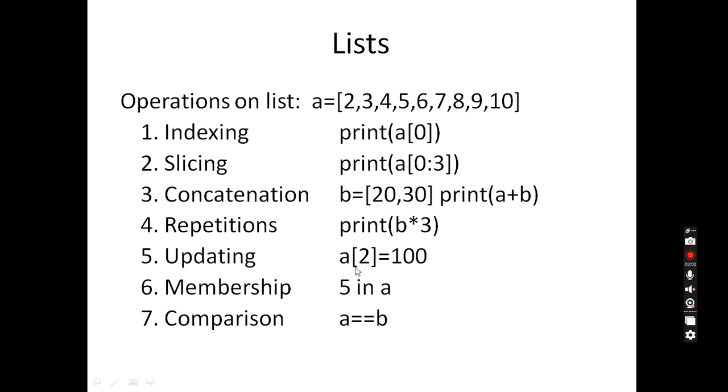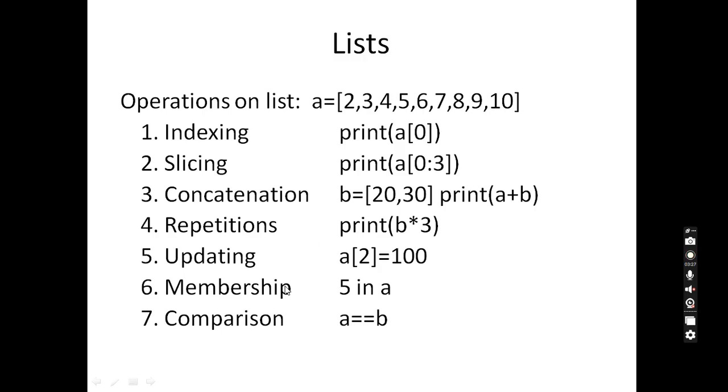Since it is mutable, you can update the elements in the list. I am going to update the element at the second index position. What is the second index number? 0, 1, 2. Instead of 4, I am going to update it as 100. So the list will contain 2, 3, 100, 5, 6, 7, 8, 9 and 10.